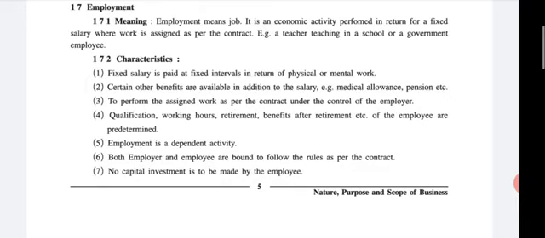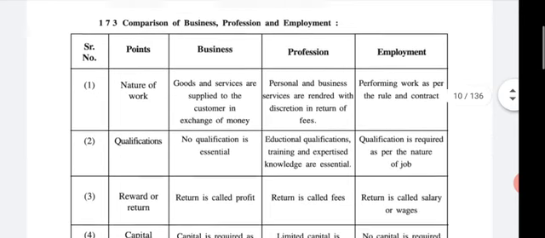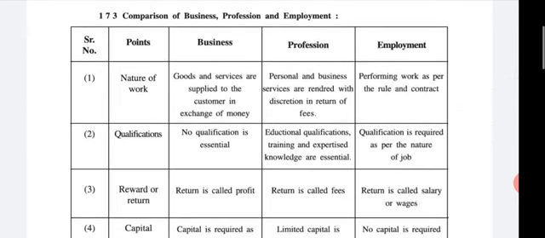Employer and employee both are bound to follow rules and no capital investment is to be made. Then comparison of business, profession and employment.